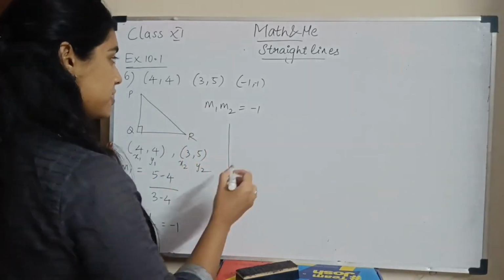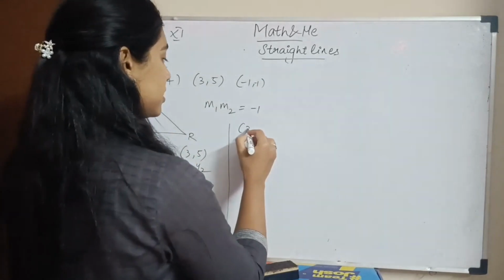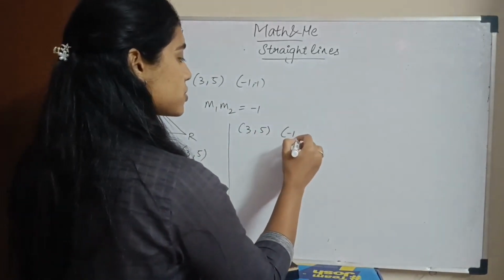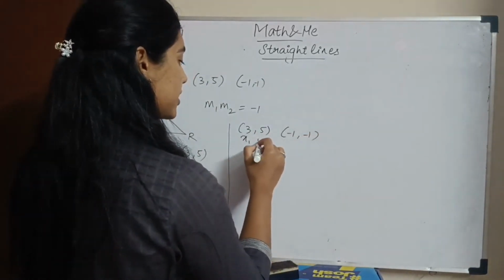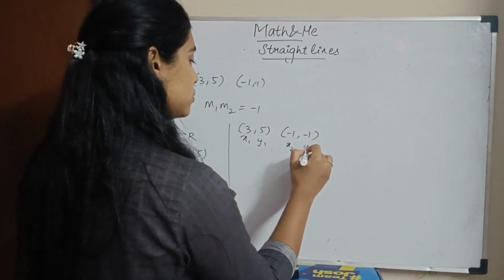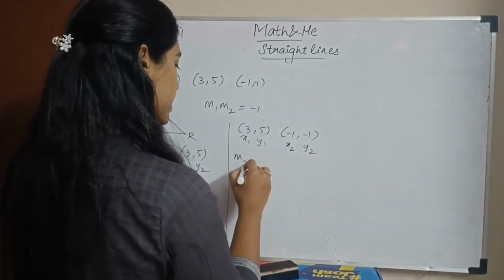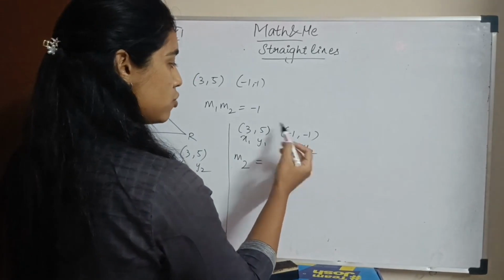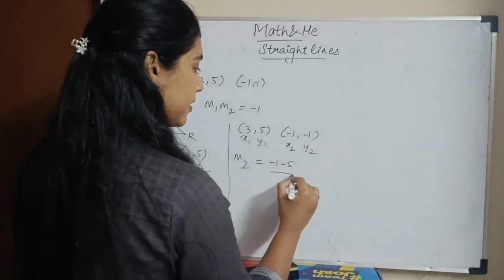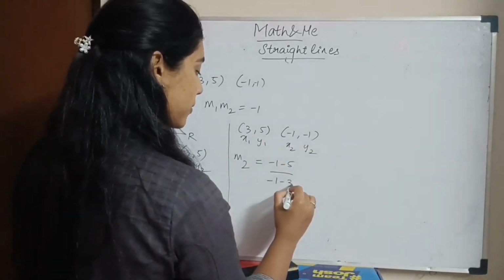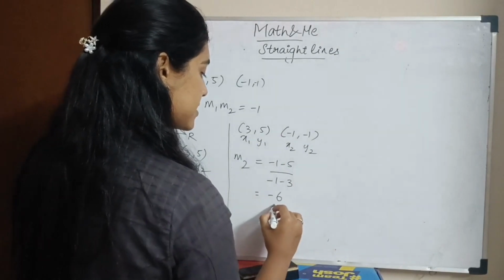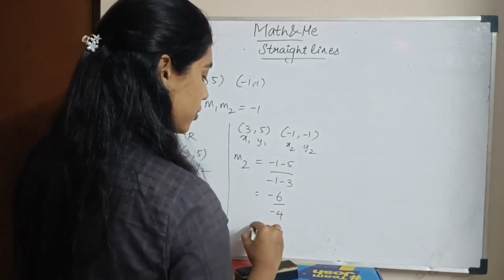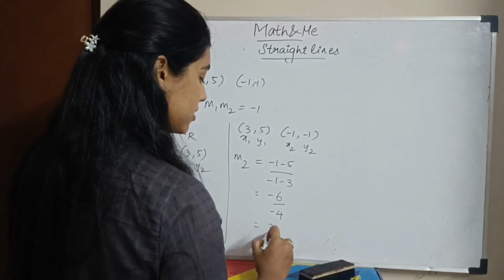What is the slope of the second 2 points? (3, 5) and (-1, -1). So this is your x1, y1, x2, y2. So slope m2 equals y2 minus y1 divided by x2 minus x1. So you have -6 divided by -4, which is 3 by 2.